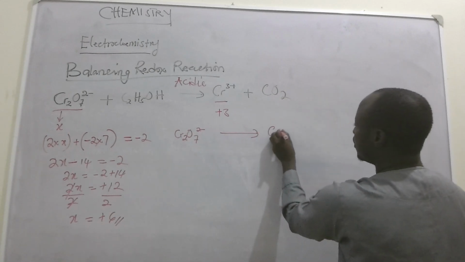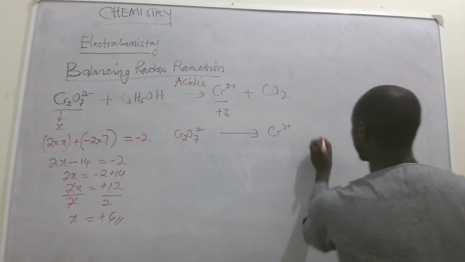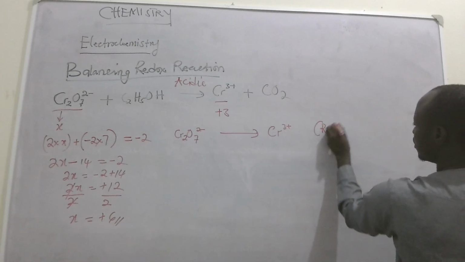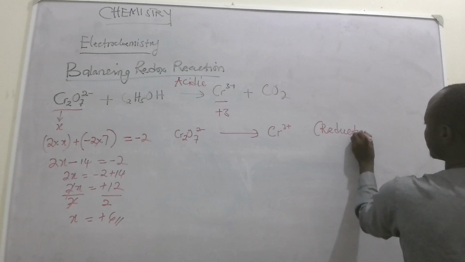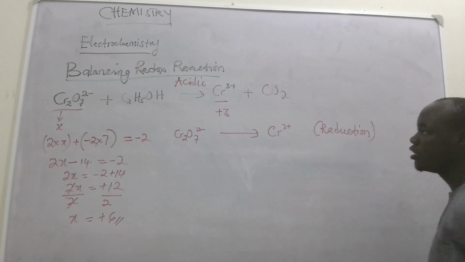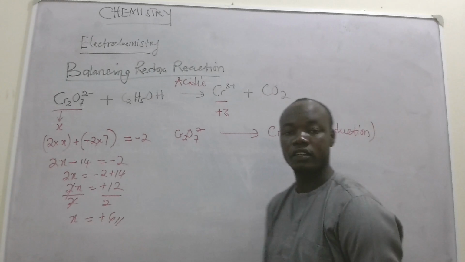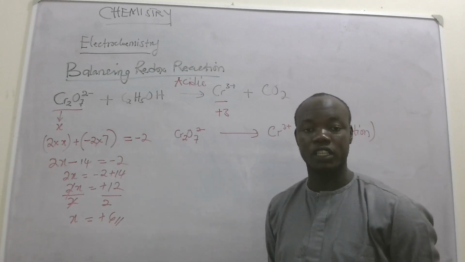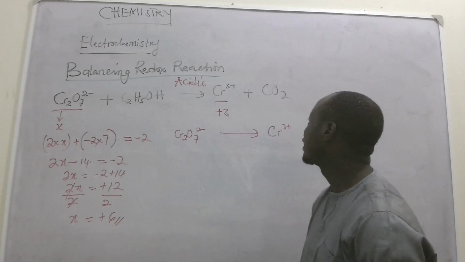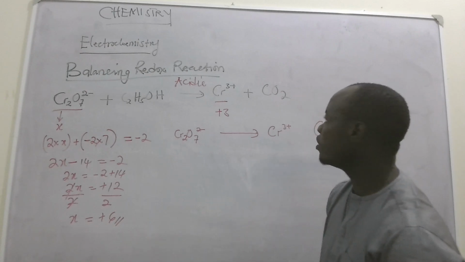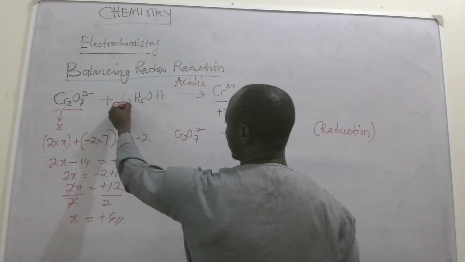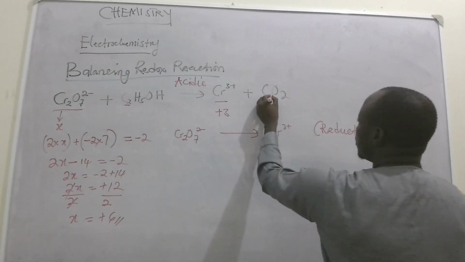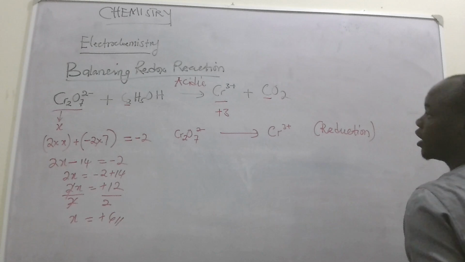With our reduction half equation, I'll say reduction. And then, without even cross-checking, of course, this is oxidation, but we need to check how. So let's check the oxidation number of carbon here and the oxidation number of carbon here.